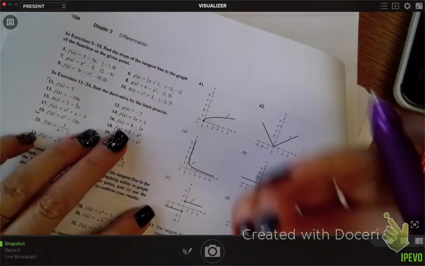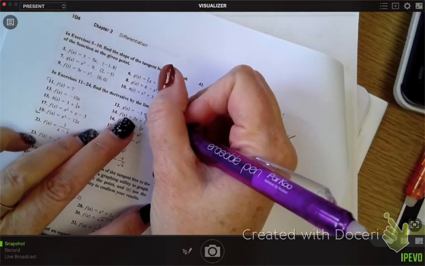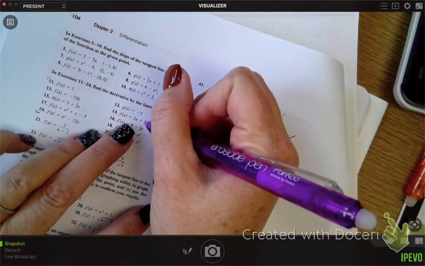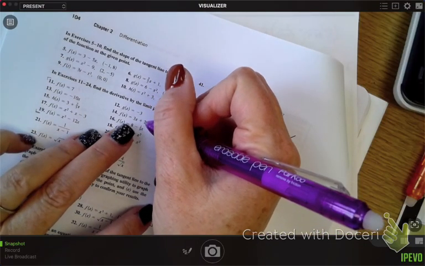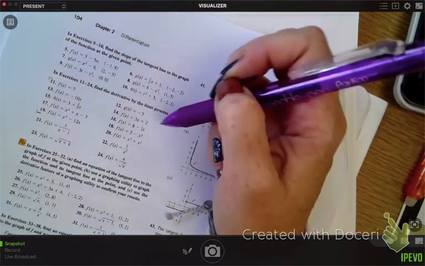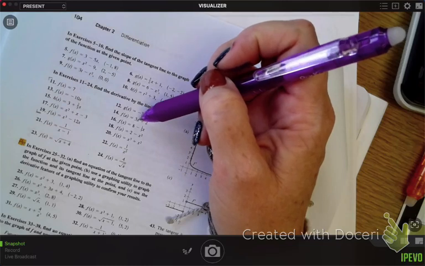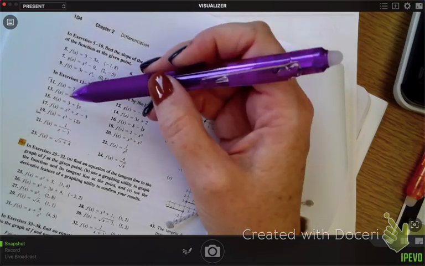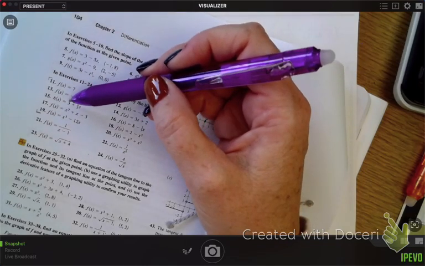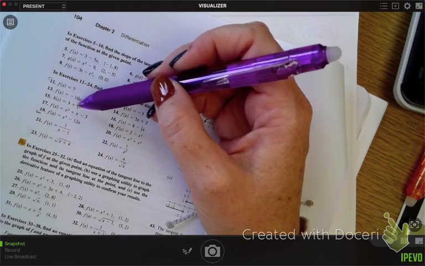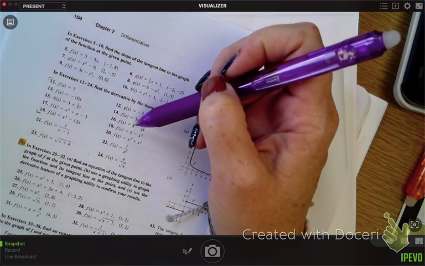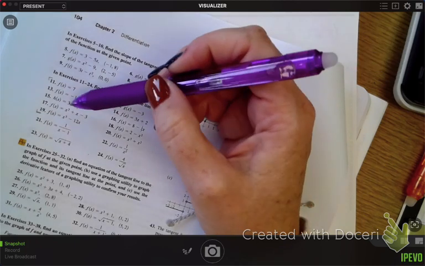Okay, so on 12, your answer should have been 0. Can we just speed through all of them? Okay. 11 is 0. 12 is 0. 13 is negative 10. 14 is 3. 15 is 2/3. 16 is negative 1/5.